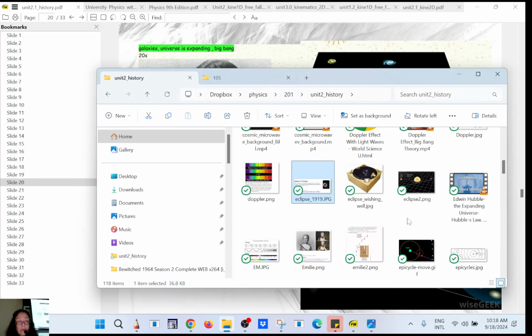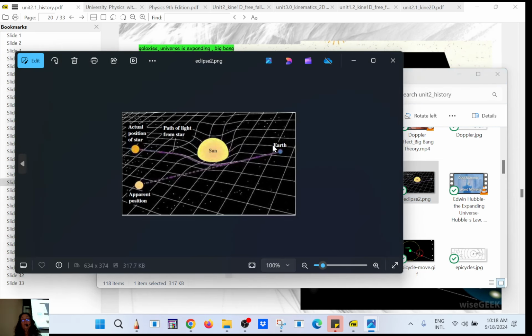I don't know if I have more eclipse. Okay, maybe this one is good also. So this is the Earth, that's the sun, and light coming from that star is being trapped in the curve, and you're going to see the star here. So it's like a mirage. That's how a mirage works, right?